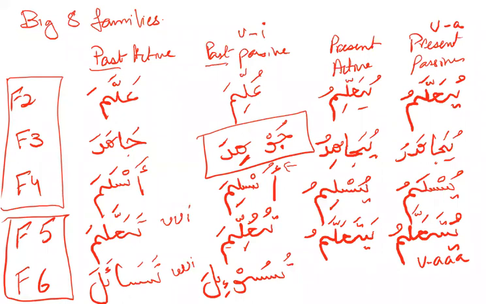So here you have tasa'ala, yatasa'alu, right? This is the active present tense. Tasa'ala, yatasa'alu. And then what will be the passive? Yutasa'alu, yes. So you have one U sound and multiple A sounds.